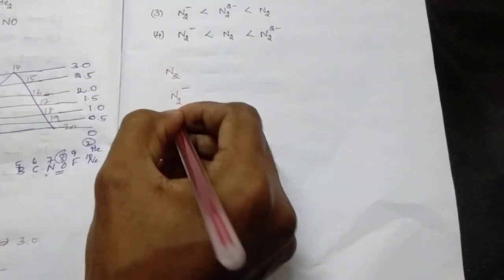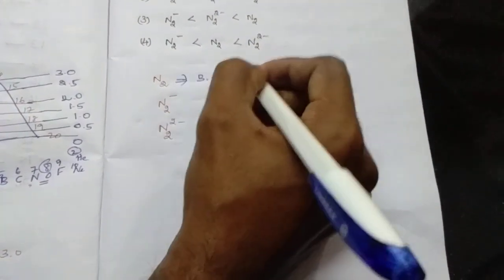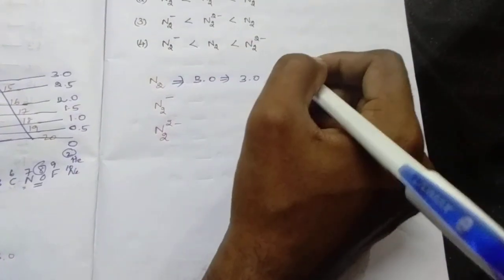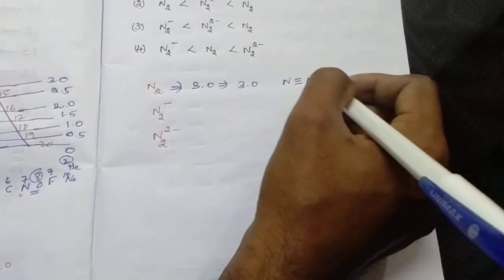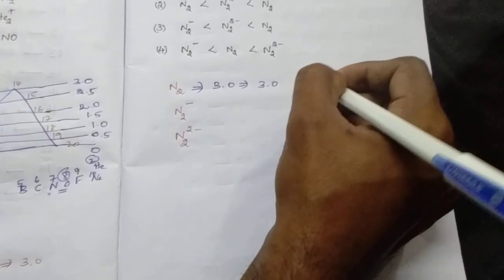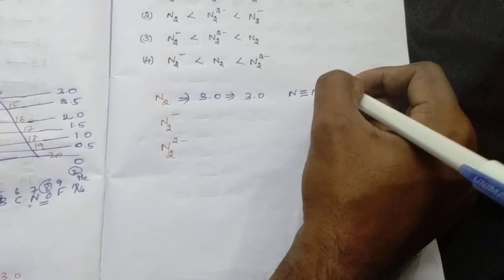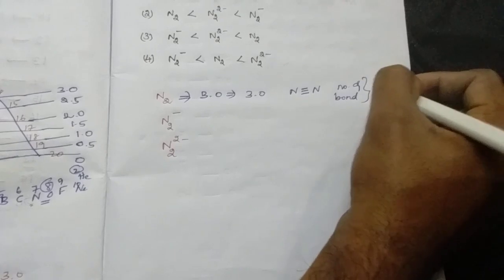So they give nitrogen N2, N2 minus, N2 2 minus. For nitrogen, we know the bond order is 3. Always remember this: for nitrogen the bond order is 3, because nitrogen has a triple bond. The number of bonds is directly proportional to the bond order. So the bond order for nitrogen is 3.